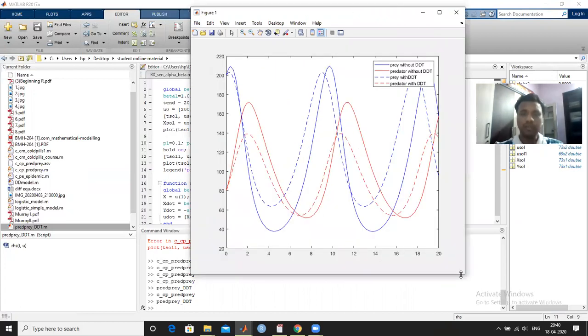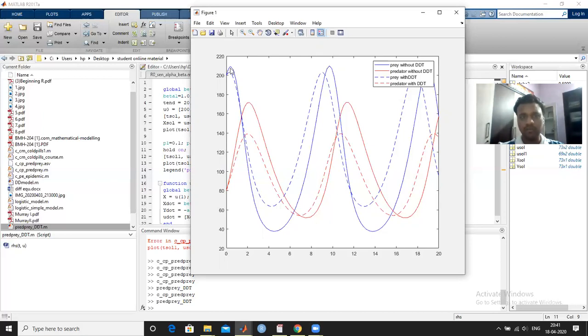So you can check the behavior. The blue solid line is the prey population originally, without DDT, and if we use the DDT, then this dotted line represents the prey population. Similarly, the solid red line is the population of the predator without the DDT, but if you use the DDT, then this is the population of the predator, represented by the dotted red lines.